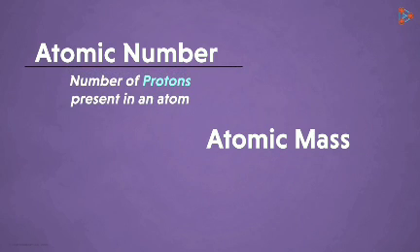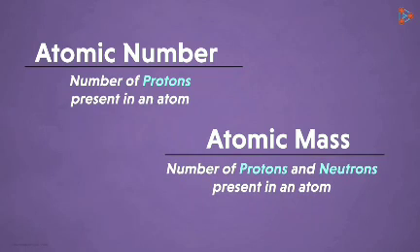Atomic number is simply the number of protons present inside the nucleus of an atom, whereas the atomic mass is the number of protons and neutrons present in the atomic nucleus. So when we have to represent both these entities for an element, how do we write it? Is there a specific way for representing it?